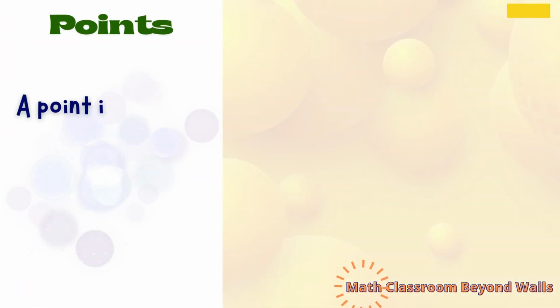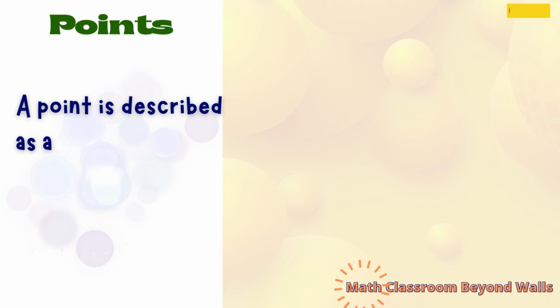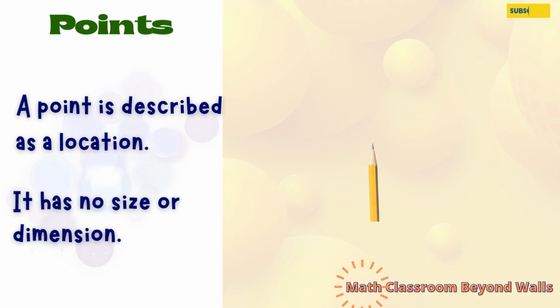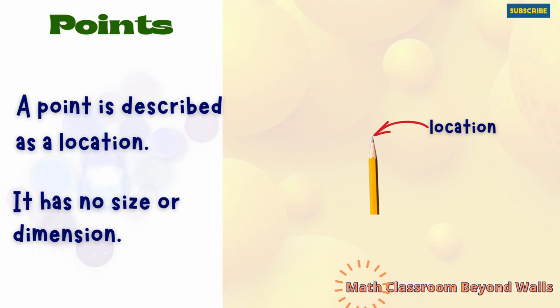A point is described as a location. It has no size or dimension. The tip of this pencil represents a point. This point indicates a location. Remove the pencil, you still have the location. The point is still there, you just don't see it.